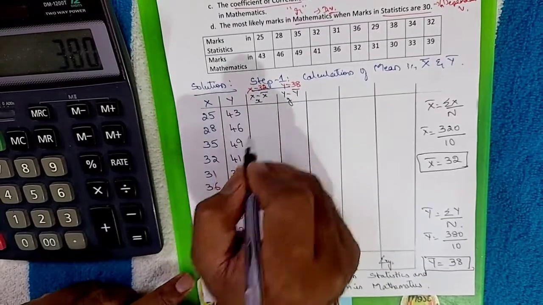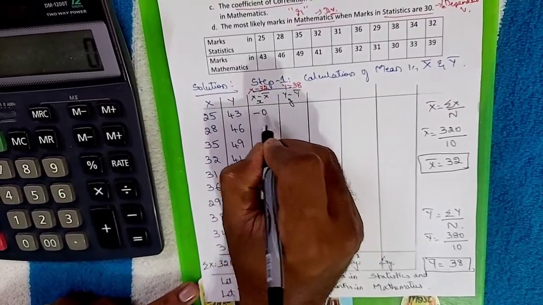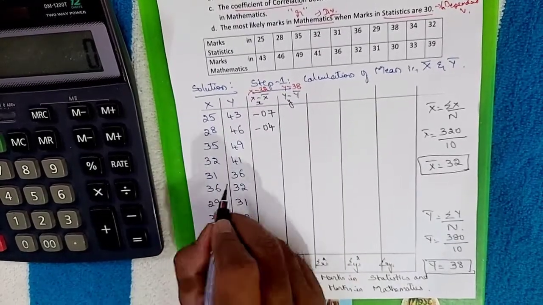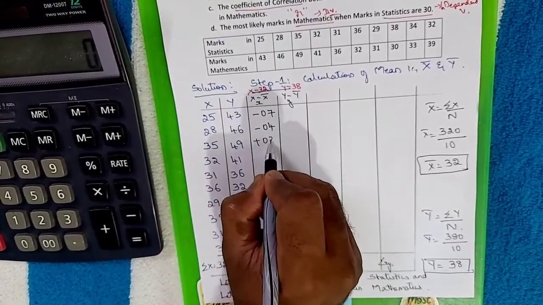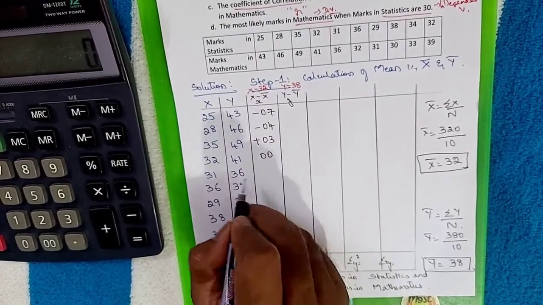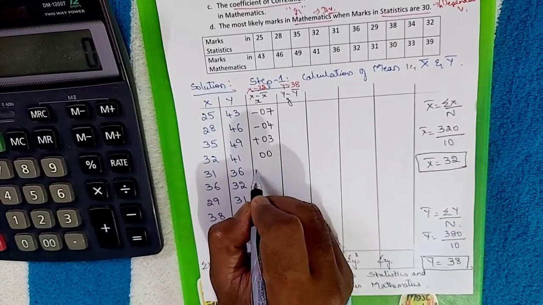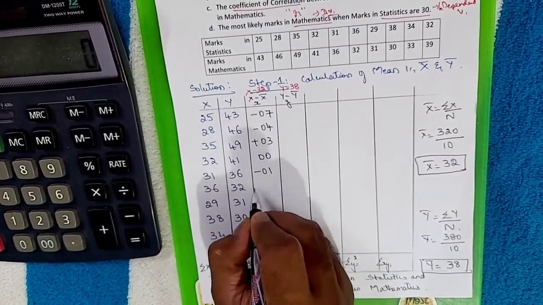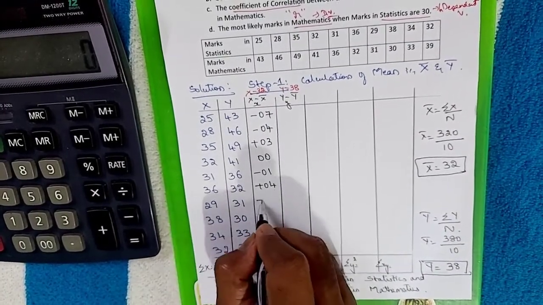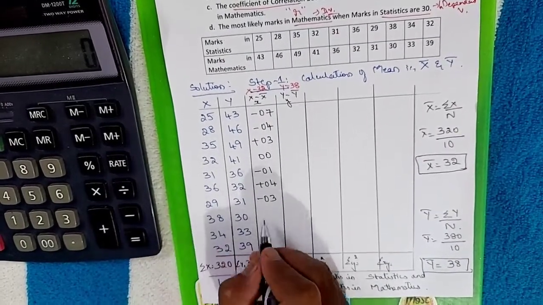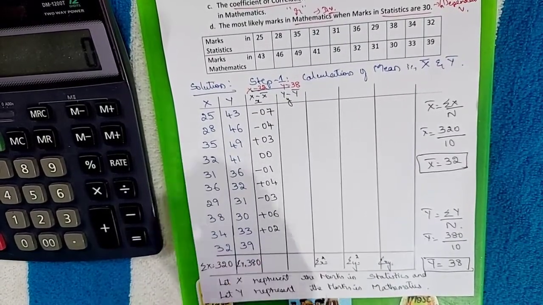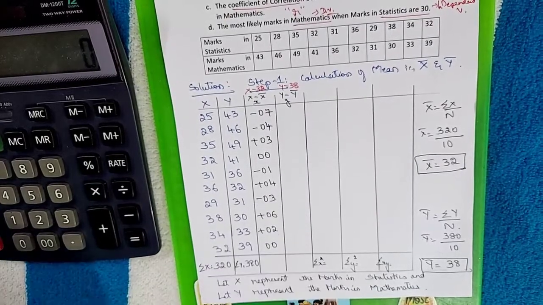Now 25 minus 32 is minus 7, 28 minus 32 is minus 4, 35 minus 32 is plus 3, 32 minus 32 is 0, 31 minus 32 is minus 1, 36 minus 32 is plus 4, 29 minus 32 is minus 3, 38 minus 32 is plus 6, 34 minus 32 is plus 2, 32 minus 32 is 0.